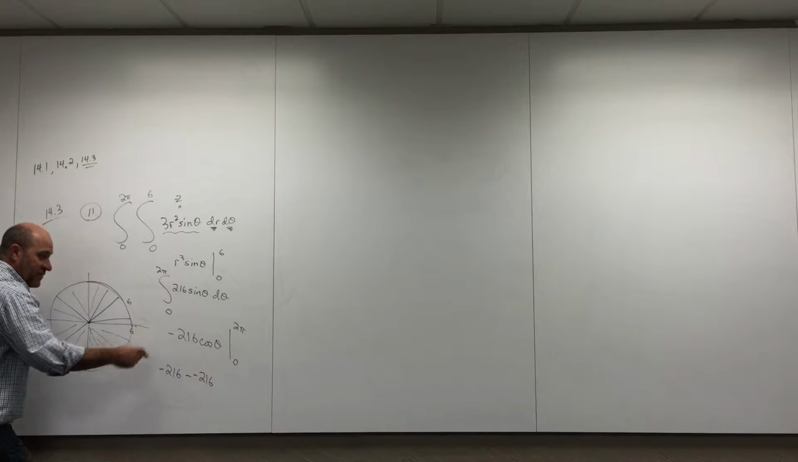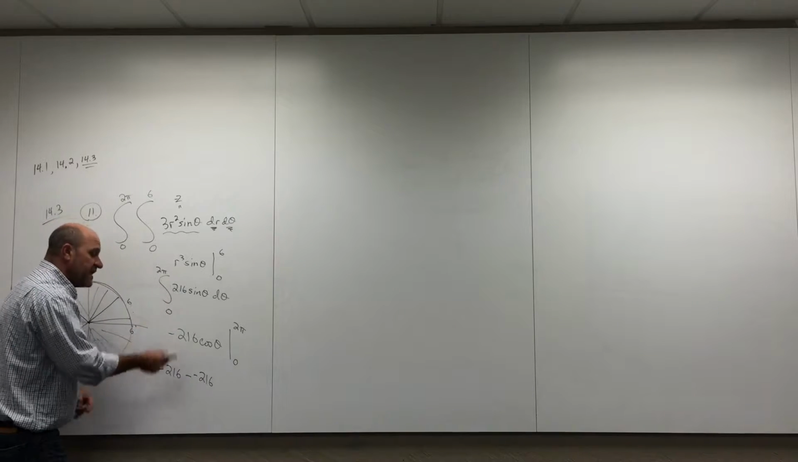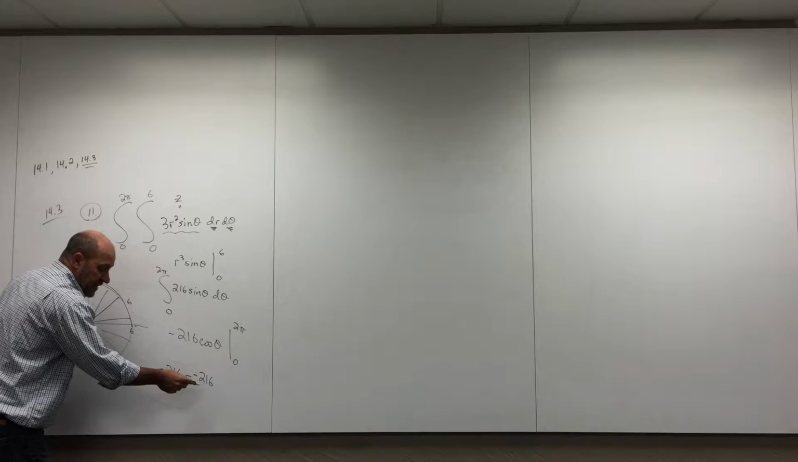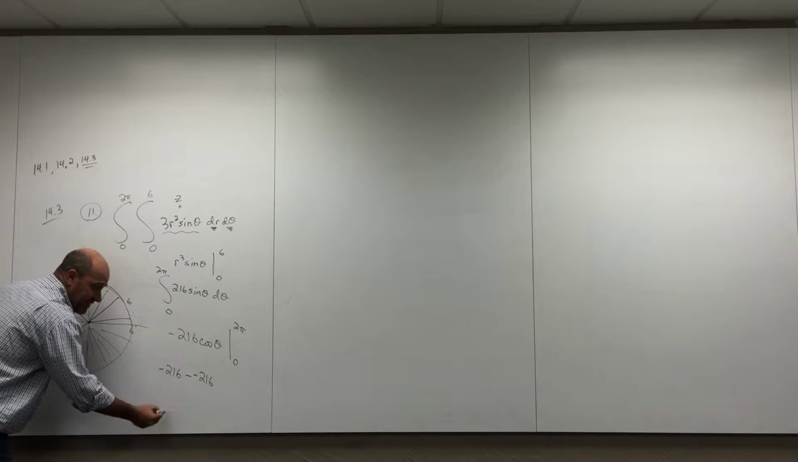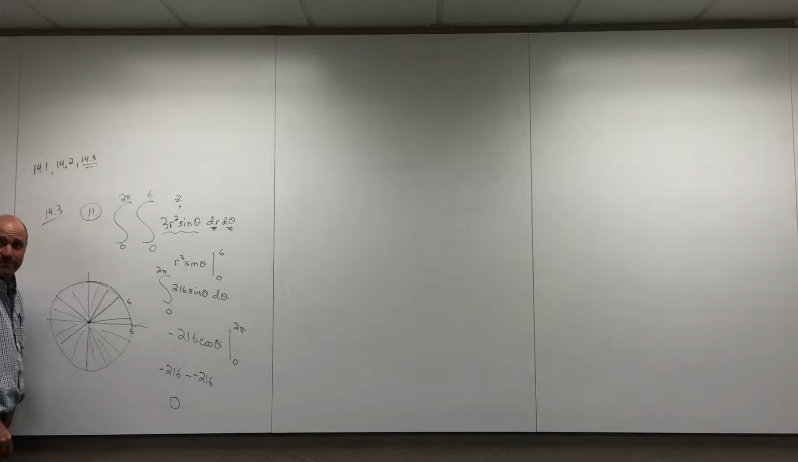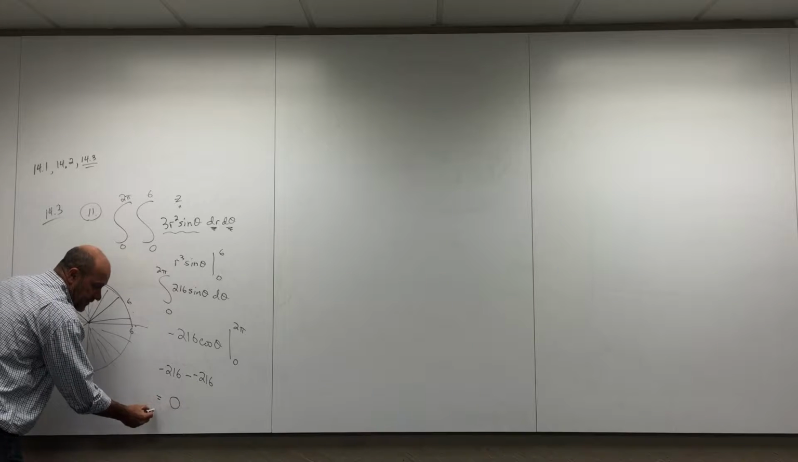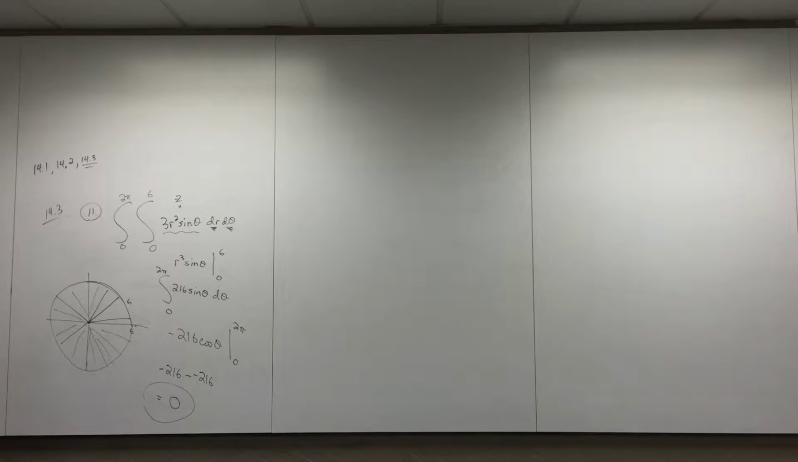So the first answer was negative 216 minus the second answer, which is negative 216. But then that ends up being plus 216. This is a 0. That's okay. The answer is 0. It might be fun to think about what that might mean.